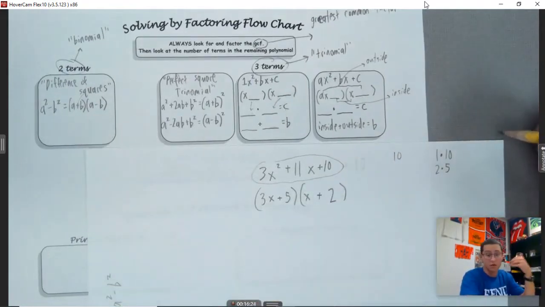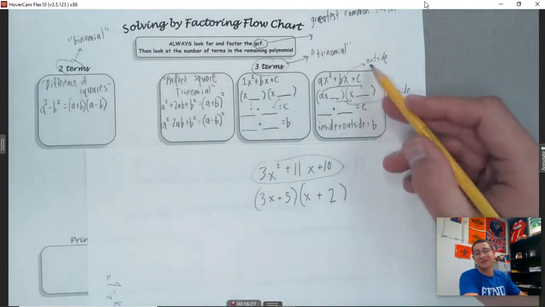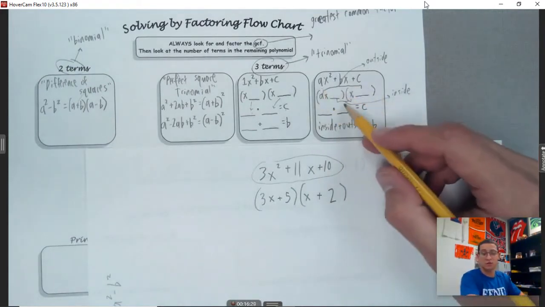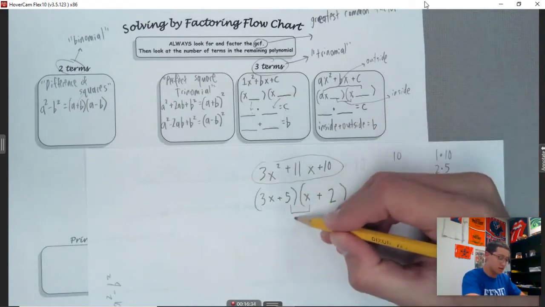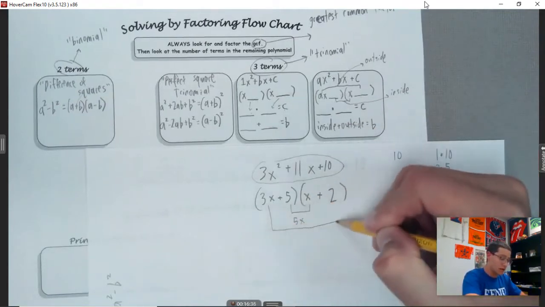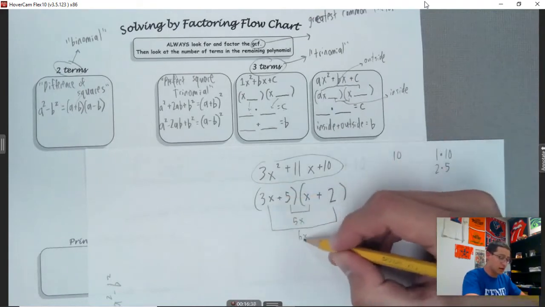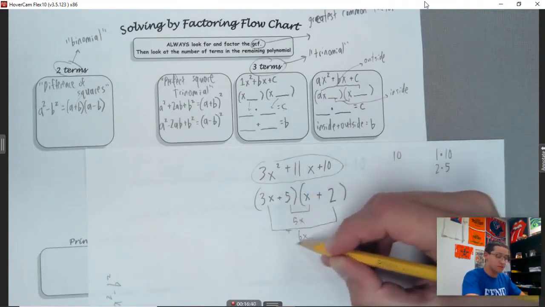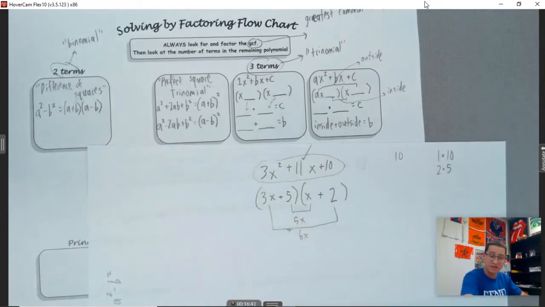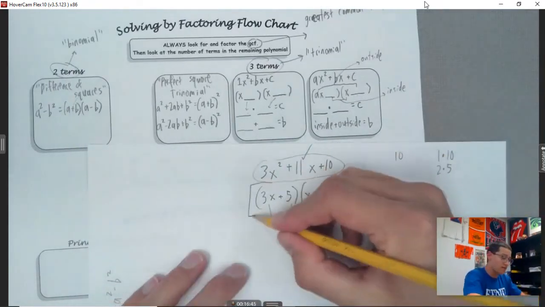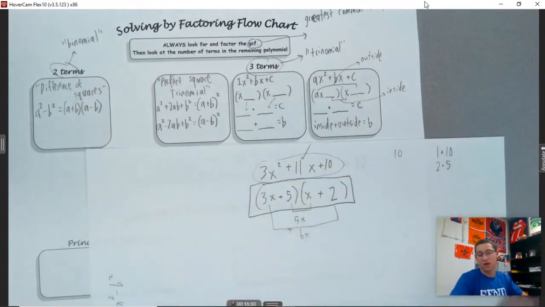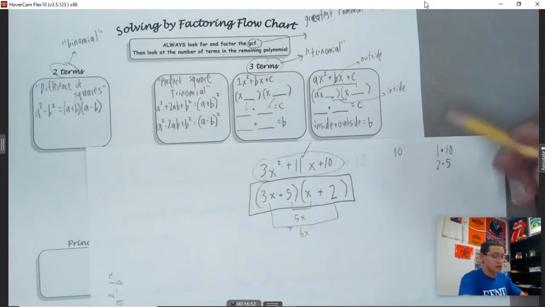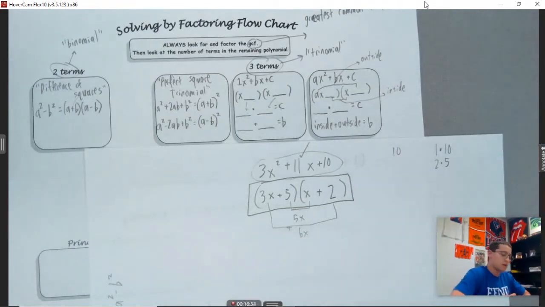Now what you want, again, is the outside parts plus the inside to equal b. So let's try it out. What's 5 times x? Well, it's 5x. What's 3x times 2? Well, that's 6x. So because 5x plus 6x does equal that 11x, we know that this is my factor form. That's what I mean by having that a outside. It makes things a little bit more complicated, so just don't forget that.